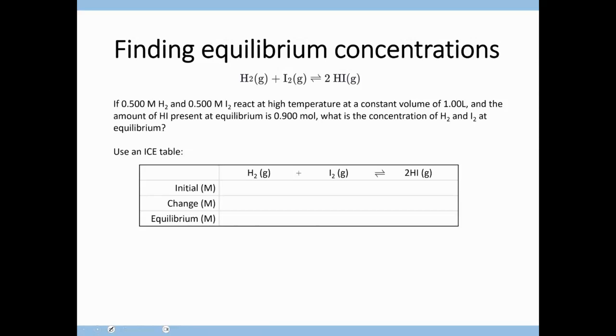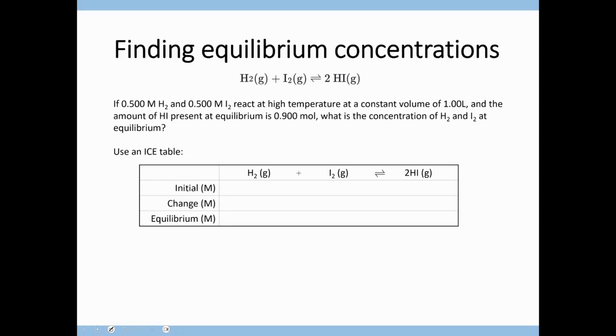So here's an example of an equilibrium reaction. Hydrogen and iodine forming hydrogen iodide. If we have 0.5 molar H2 and 0.5 molar I2 reacting at high temperature at a constant volume, the amount of HI formed by these two at equilibrium is 0.9 molar. But remember that not all of the H2 and I2 is completely used up. There's still some present at equilibrium. So we can use an ICE table to determine how much of H2 and I2 are present at equilibrium after however much HI should be formed.